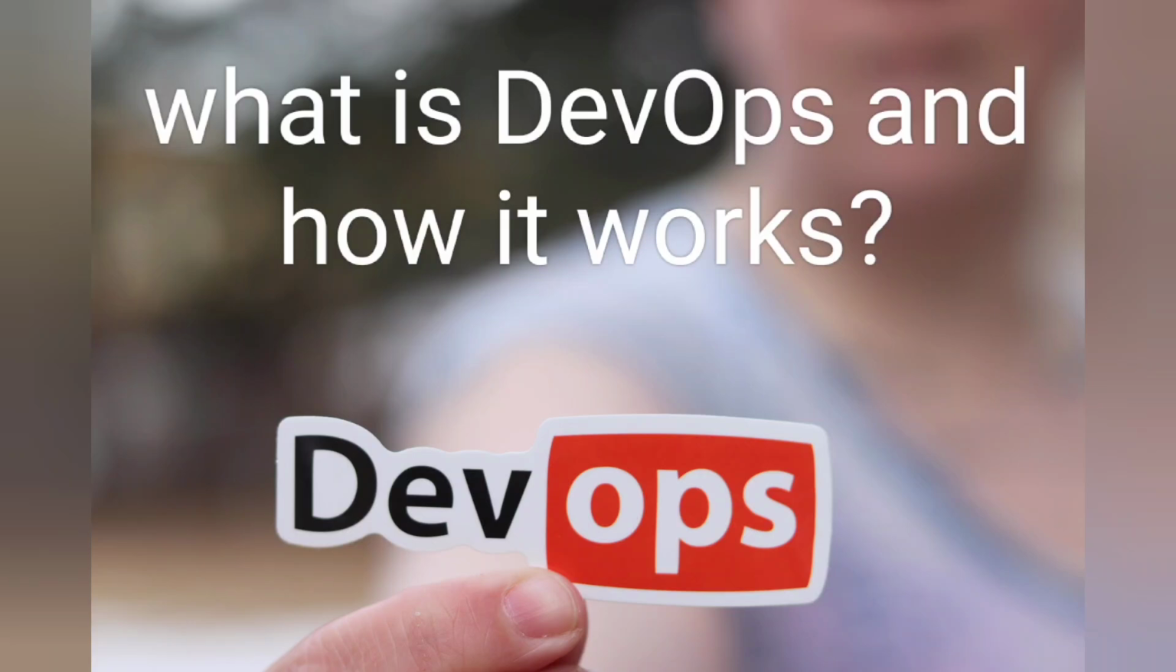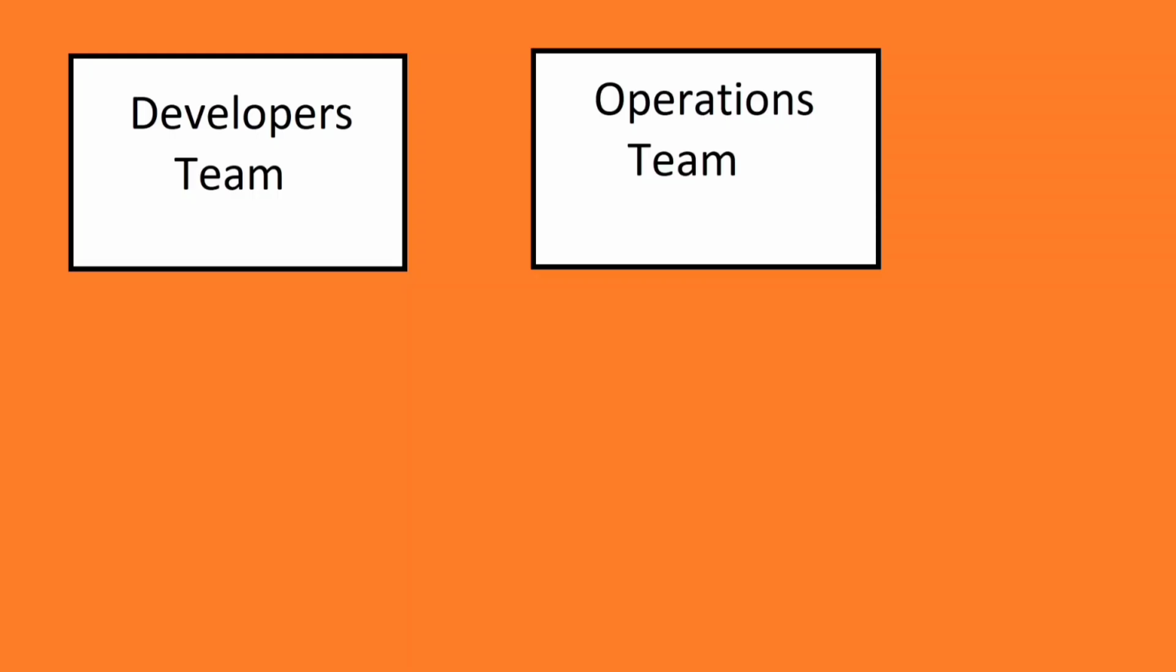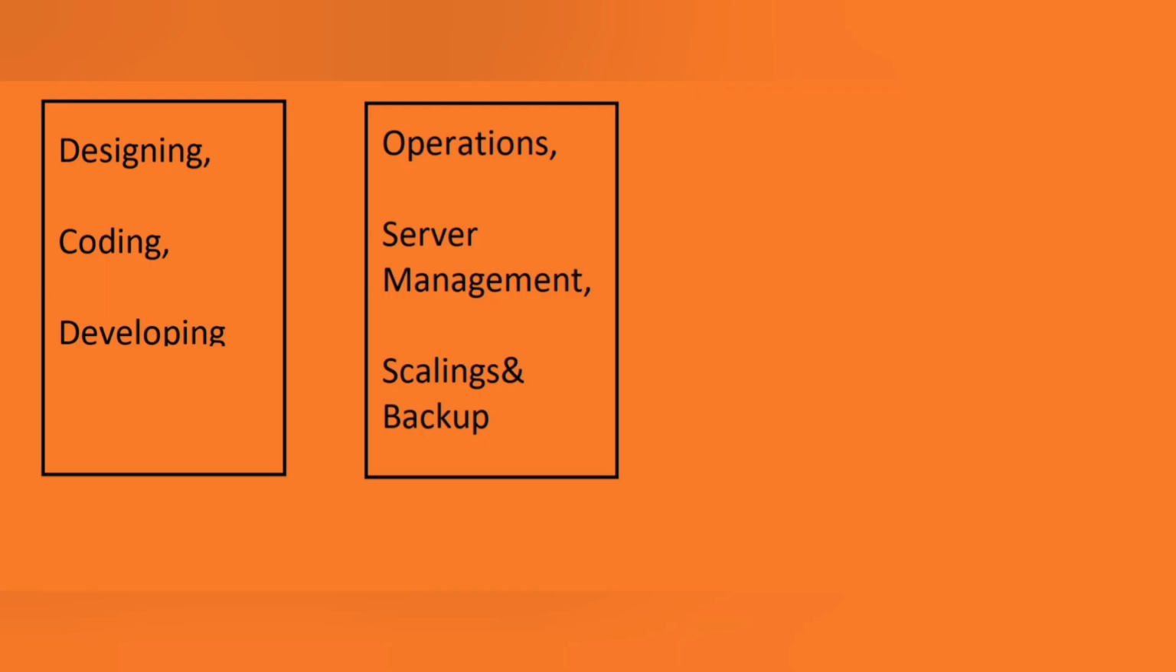Today let's learn about a very important topic, that is DevOps. In the application building process, there are always two teams involved. One is the development team and the other is the operations team. The development team is involved in designing, coding and developing the applications, whereas the operations team is involved in server management, security checks, scalings and backups.